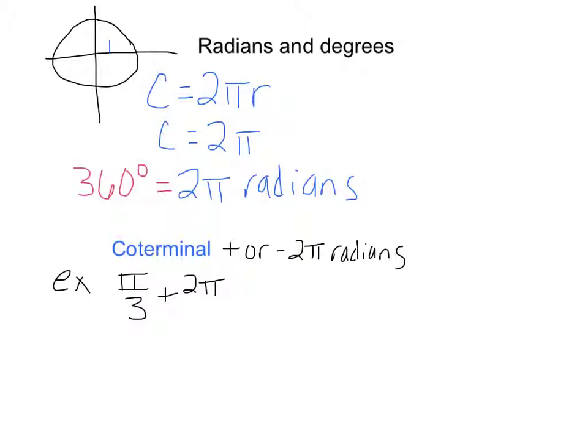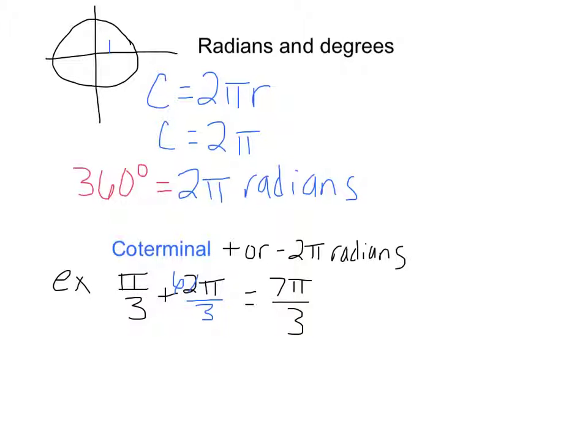The only reason that people struggle with radians is that it comes all the way back to fractions. You have to remember what you learned about fractions back in elementary school. In order to add fractions, you have to have a common denominator. My common denominator is going to be 3, so I need to multiply by 3 on the top and 3 on the bottom. Now that I have a common denominator, I can add across the top, so I get 7 pi, and I'm left with just that common denominator of 3. So pi over 3 and 7 pi over 3 are coterminal angles.